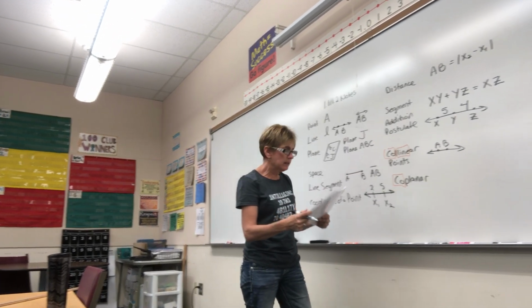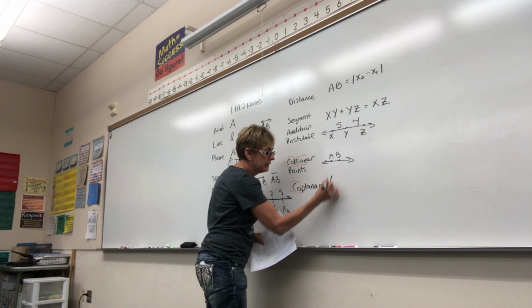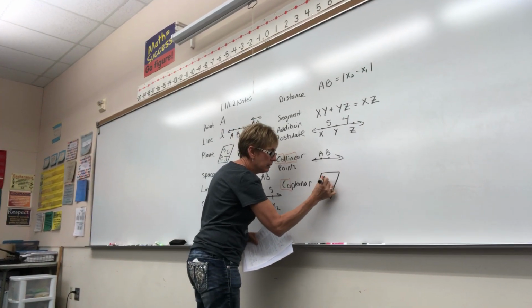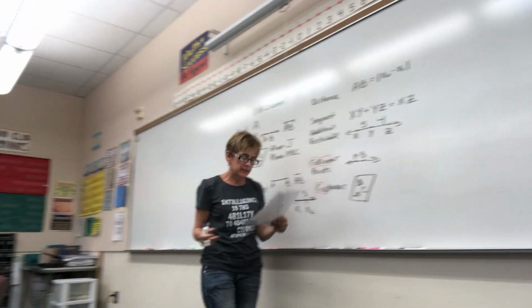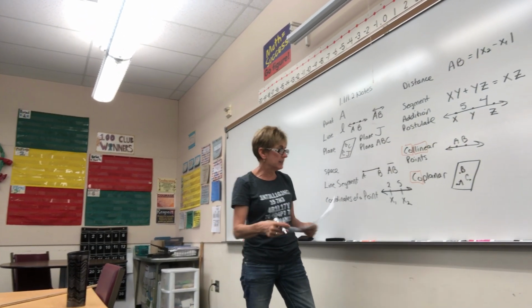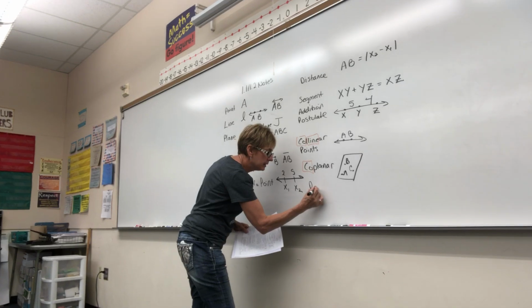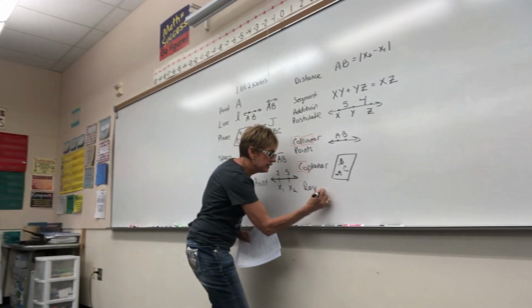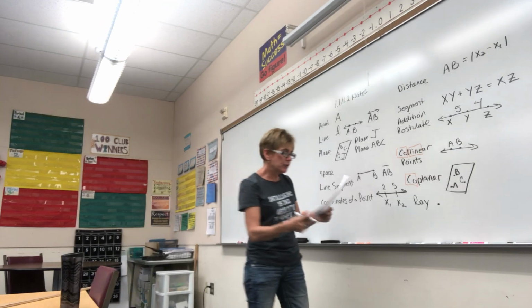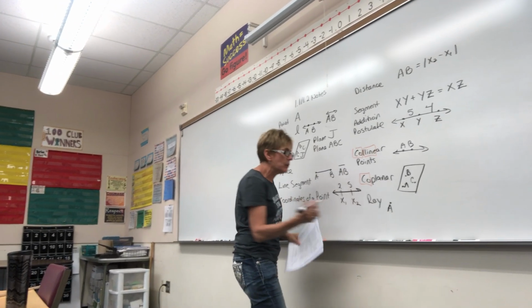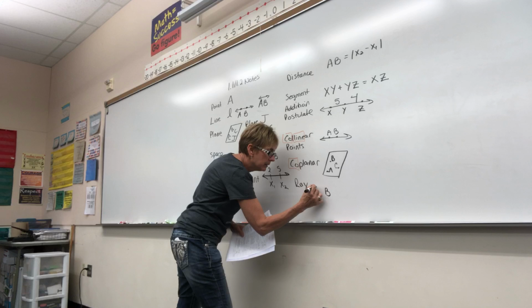Coplanar are points that lie in the same plane. So if we were going to draw a picture of that here, we might have 3 points all in the same plane. All right, a ray. Next one down, ray. Not a ray of sunshine. It is basically an initial point A and all the points on AB going away from A.